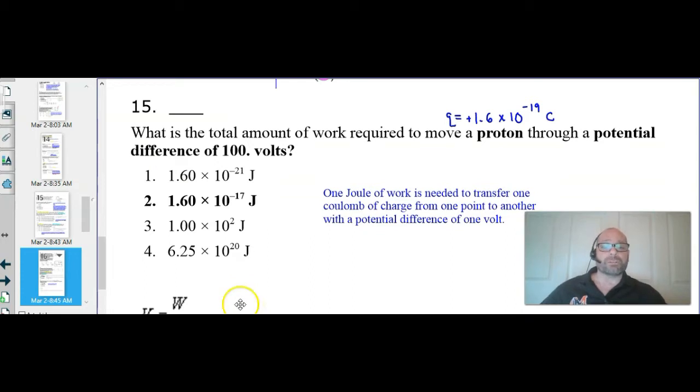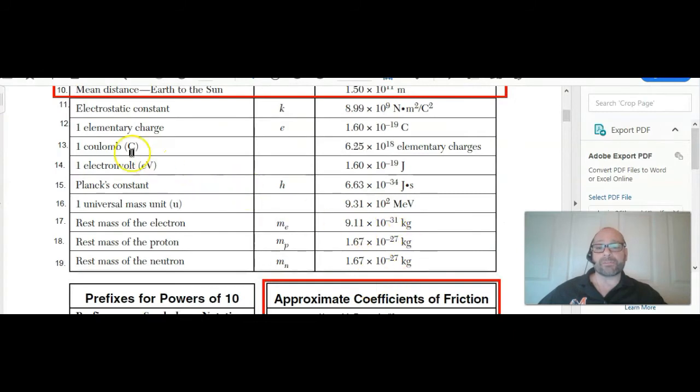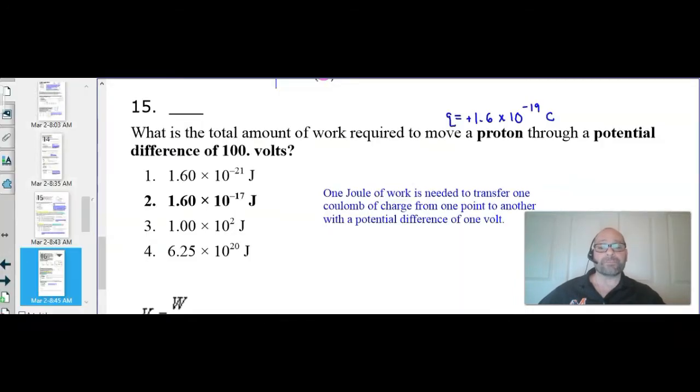You have to know what work is as a formula, of course, and you have to know that a proton is the same charge as an electron, which is 1.6 times 10 to the negative 19th of a coulomb. If you're not sure where to find that, that is right here on the reference table. One elementary charge is 1.6 times 10 to the negative 19th. If it's an electron, that's a negative value. If it's a proton, that's a positive value.